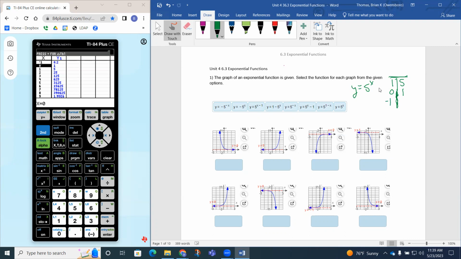If I put a -1 in, 5 to the -1 is going to be 1/5. Now, 1/5, if you look at my calculator, is also the same thing as 0.2. So that's what it is as a decimal. If you look at behavior, as x goes towards infinity, notice that the behavior of the graph, already when x is 6, it's at 15,625.